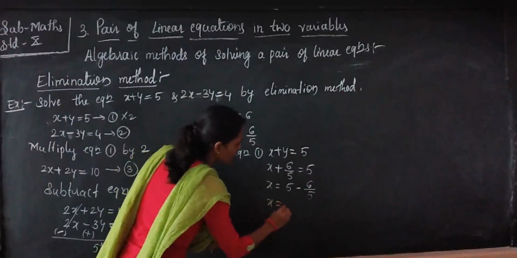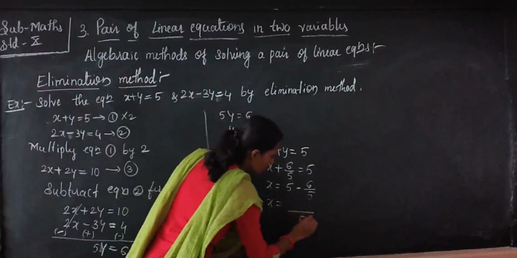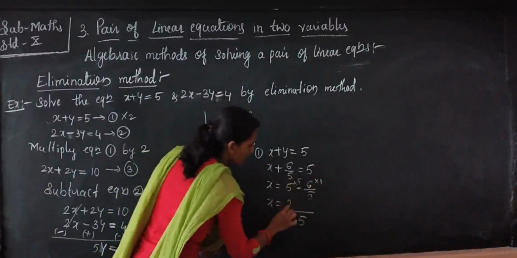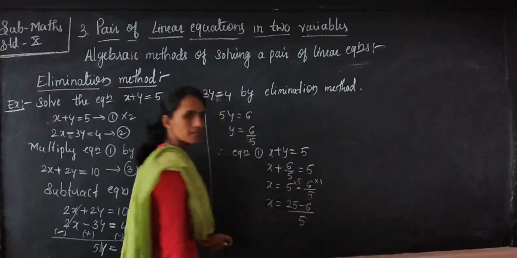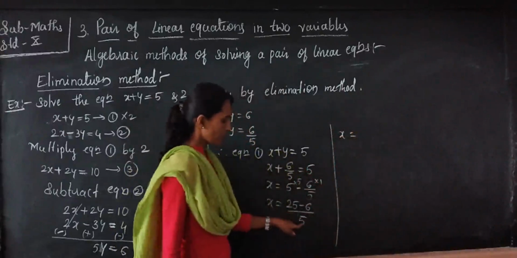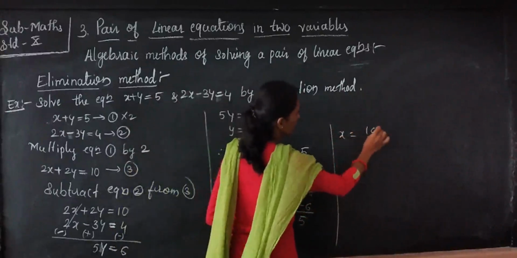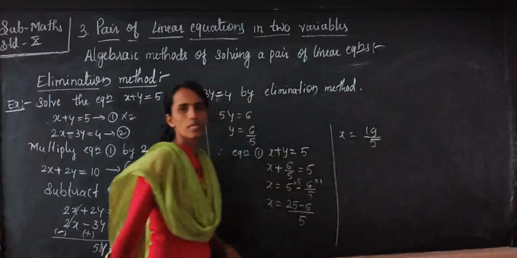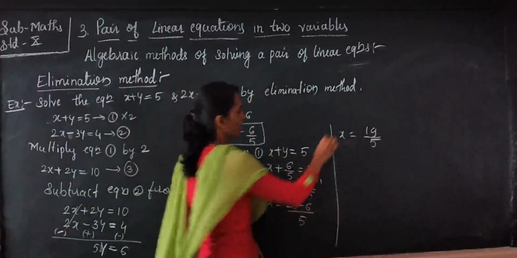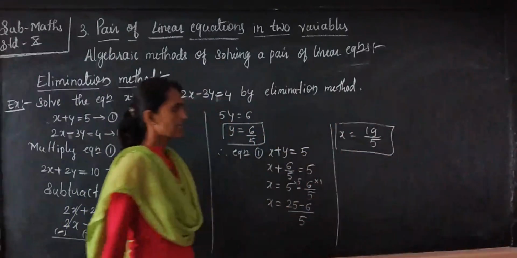Take the LCM, which is 5. So multiply 5 by 5, that is 25, minus 6. x is equal to 25 minus 6, which gives us 19 divided by 5. Therefore the value of y is 6 by 5 and the value of x is 19 by 5.